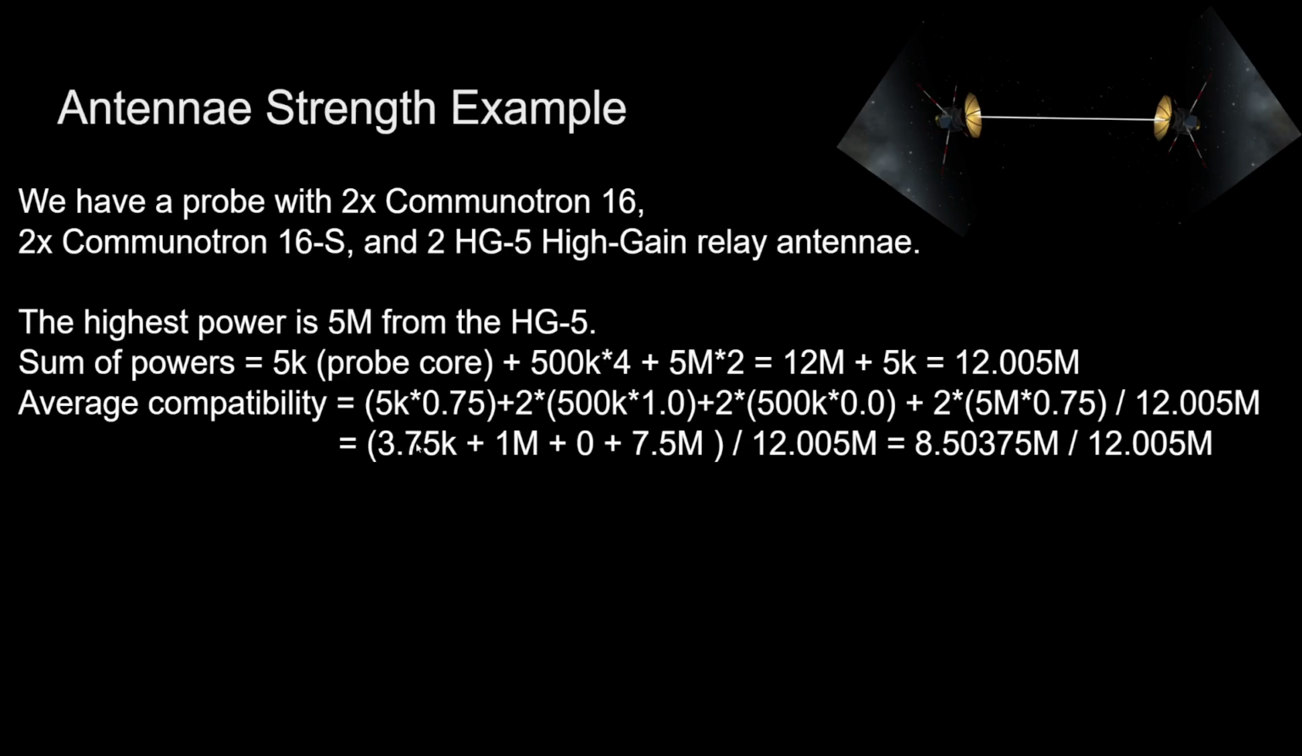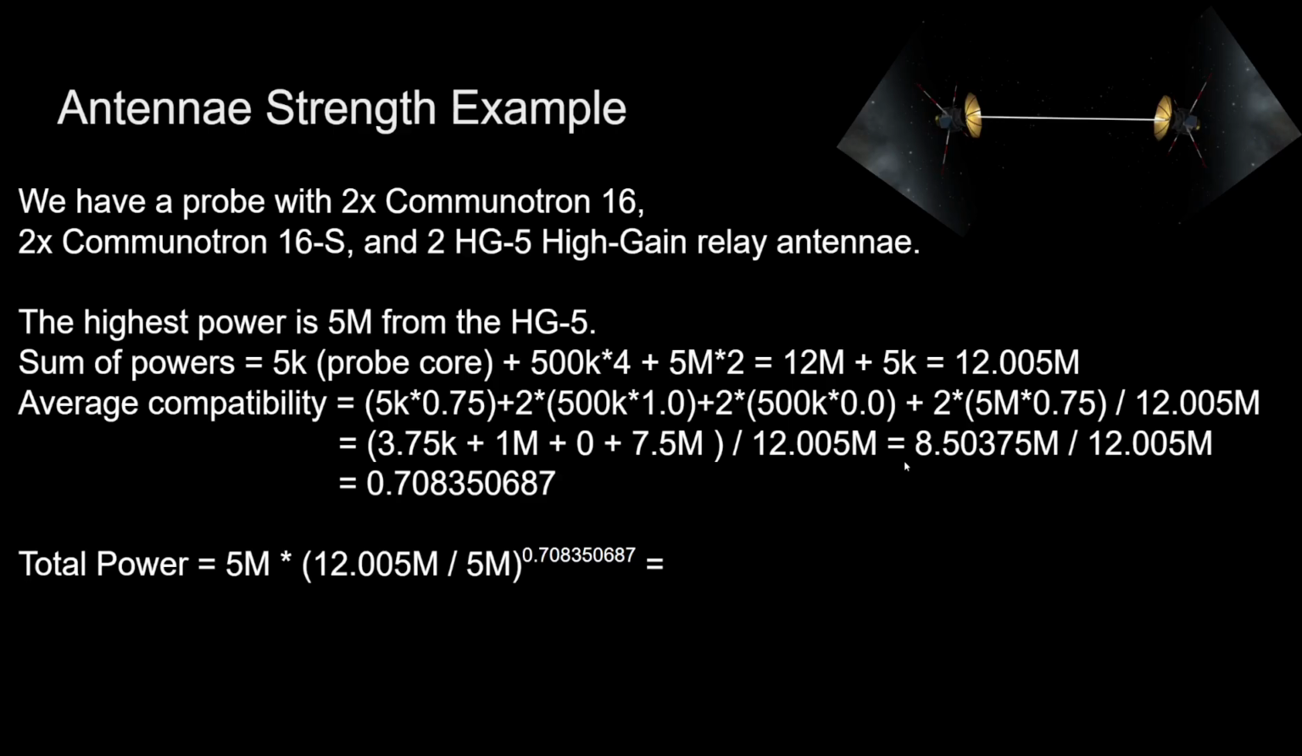Work that out. The probe core gives us 3.75. Okay. The Communitron 16s give us 1M. The surface ones give us 0. And the high gain relay antennas give us 7.5M. Divide all of that by 12.005. We get about 0.708. Now, to get our total power, we take the sum of the powers, divided by 5, which is our largest power, put that to the power of our average compatibility, and then multiply that by 5, and we get 9.29 M.